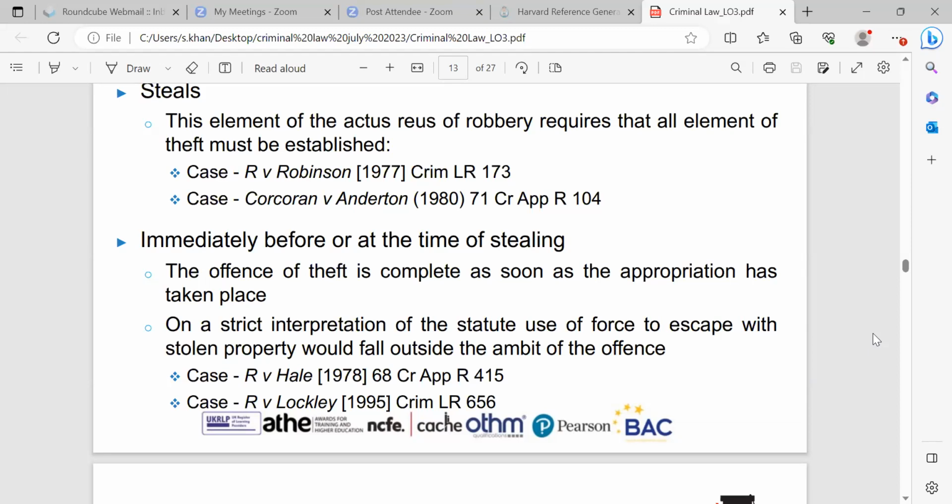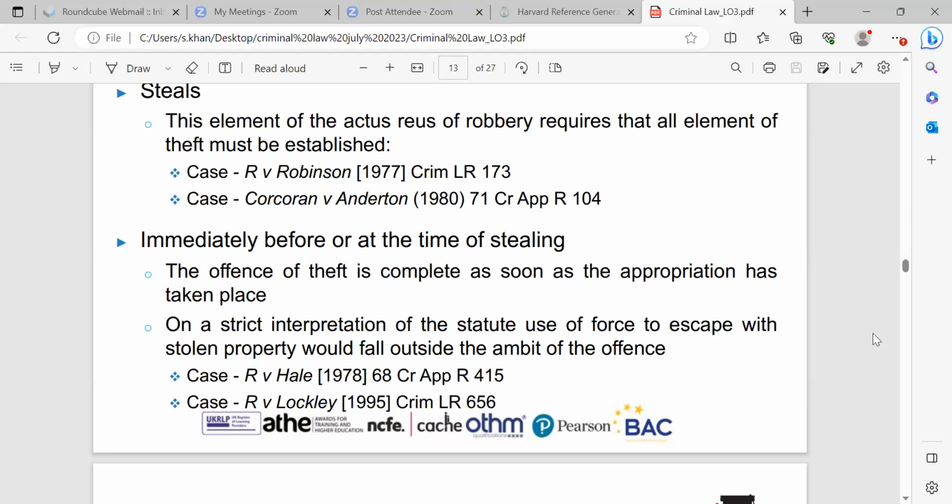The next case to look at is the case of R v Lockley, 1995. In this case, the defendant stole cans of beer from an off-licence. The shopkeeper tried to prevent him leaving the shop with the stolen items, and the defendant assaulted the shopkeeper to escape. The defendant was convicted of robbery and he appealed against his conviction, arguing the decision in R v Gomez overruled the decision in R v Hale on the issue as to whether appropriation was a continuing act.